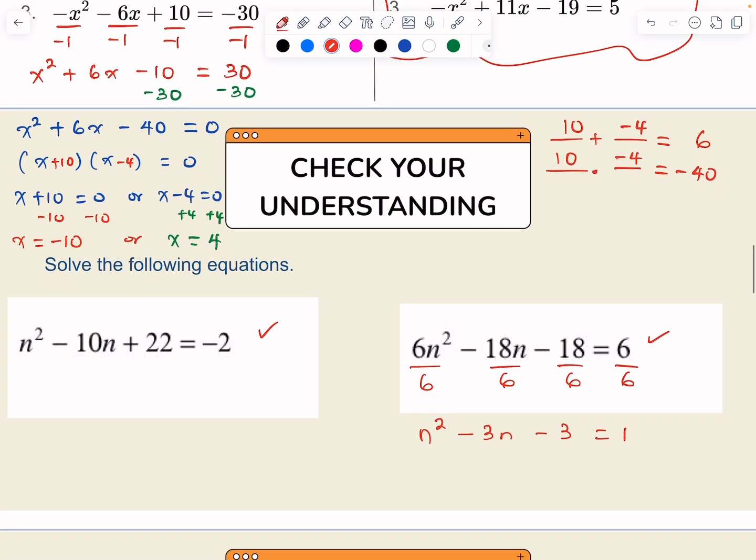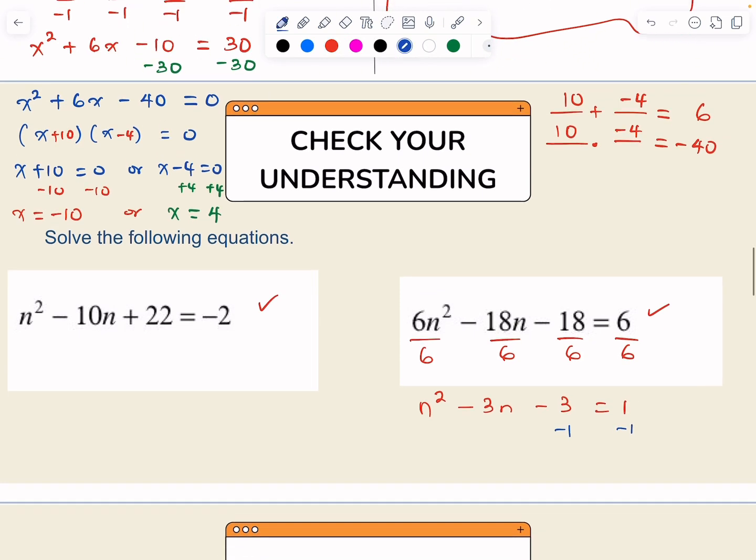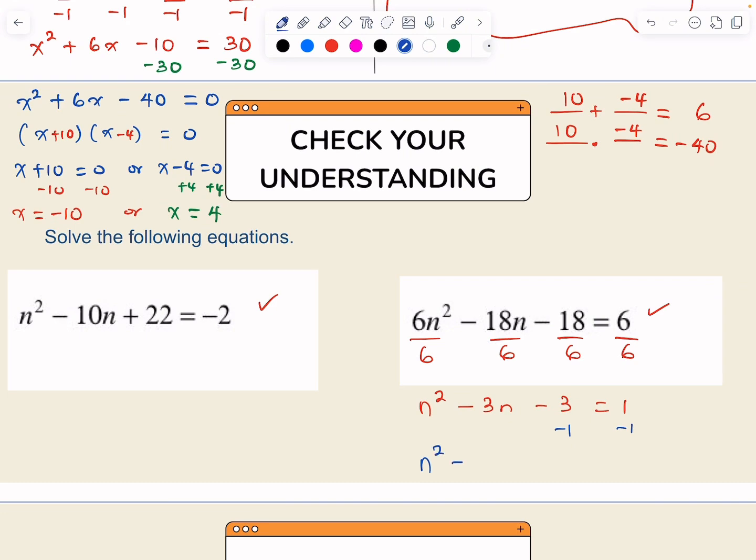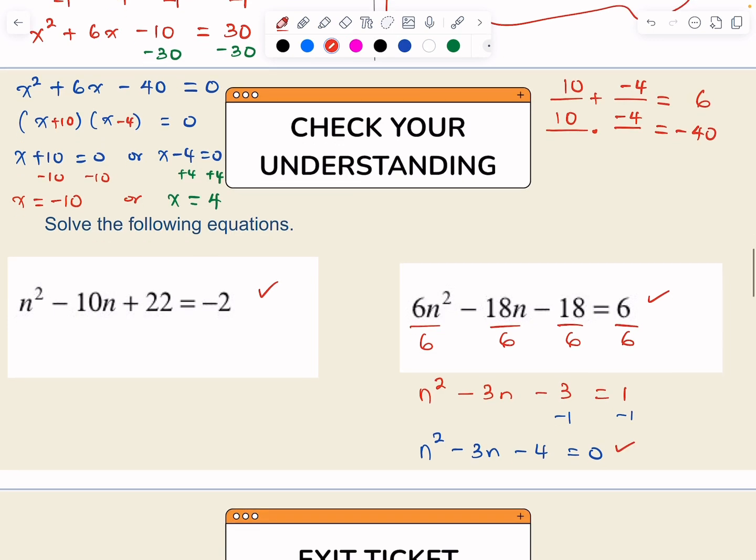And then another thing, make sure what you have right here should be 0. So I'm going to make sure that I have 0 right here. And then I have 1, so I can subtract 1, subtract 1. So I have my n squared minus 3n minus 4 is equal to 0. And then you can proceed from here. And I'll be looking forward to seeing your solution.